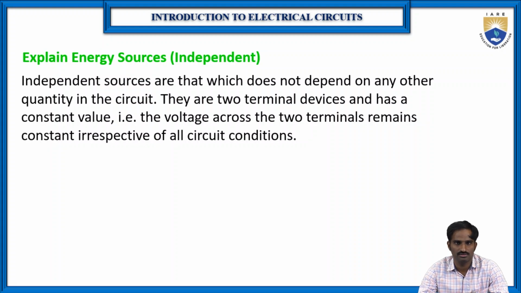Then energy sources. What are the various types of energy sources that we use in electrical circuits? Basically, there are two types of energy sources, and these are electrical energy sources. One is the voltage source, another is the current source. And these energy sources can be classified based on whether they are independent or dependent.